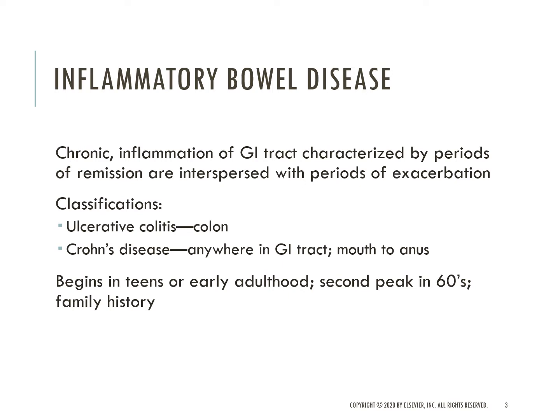So ulcerative colitis is usually limited to the colon. Crohn's disease can occur anywhere in the GI tract from the mouth to the anus. Usually this begins in early adulthood and it tends to have a second peak a little later in life, and it does tend to run in families.